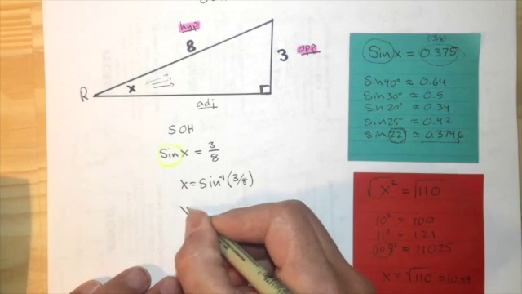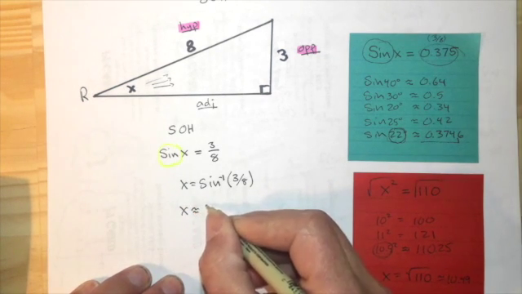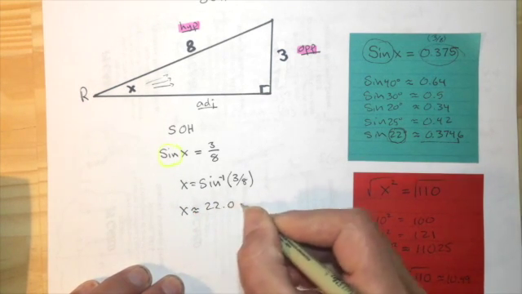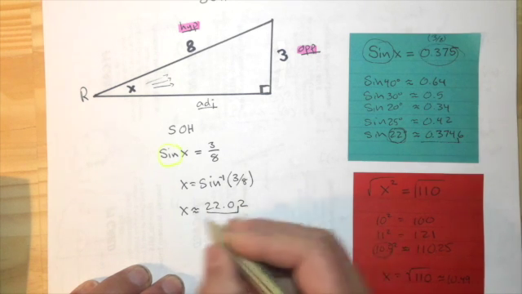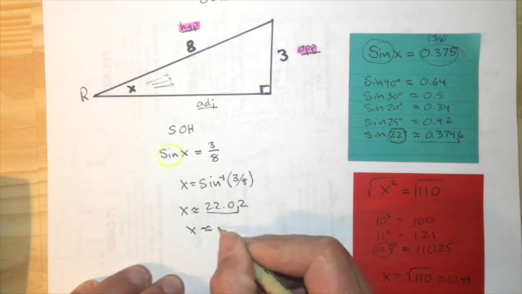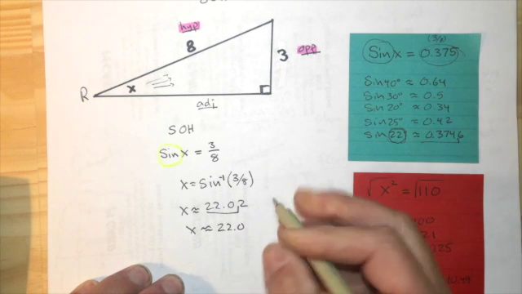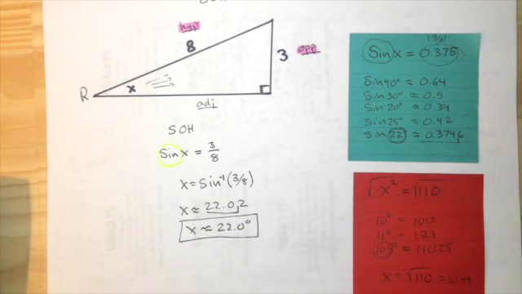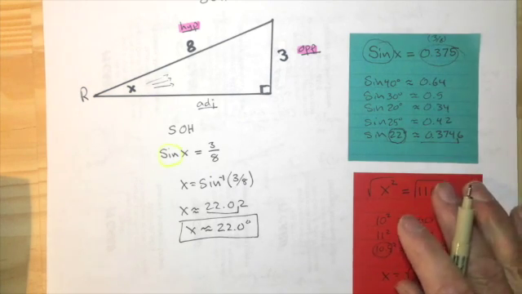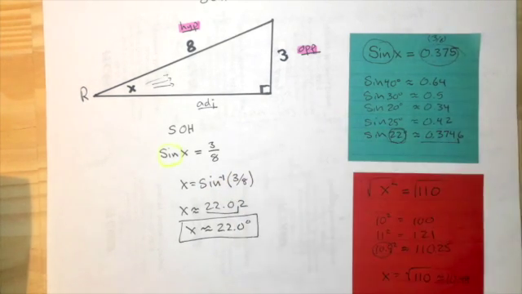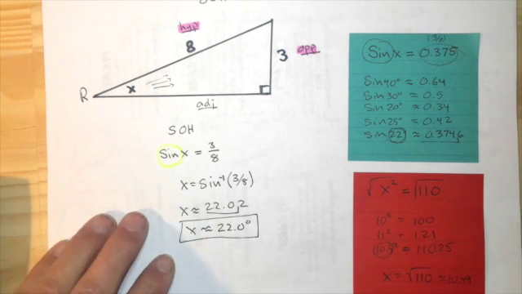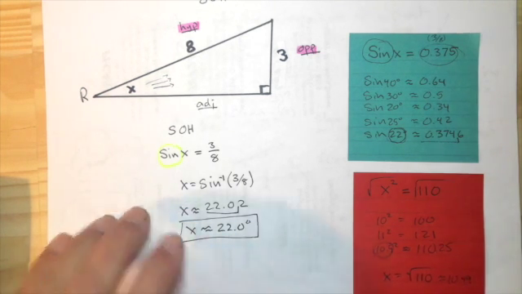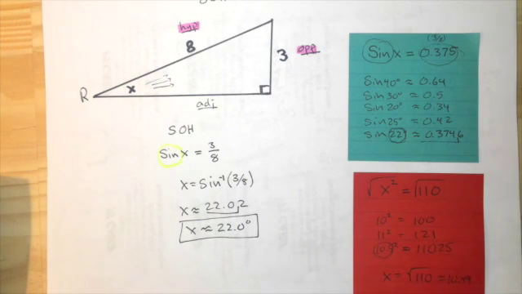So x is approximately 22.02. And remember, I like 3 significant digits, so I would say x is approximately 22.0 degrees. And that's my answer. Okay, so like I said, this stuff you don't need to do because we have the inverse sine on the calculator. Anyway, I'll just do another quick example for you just in case you want to see that again.